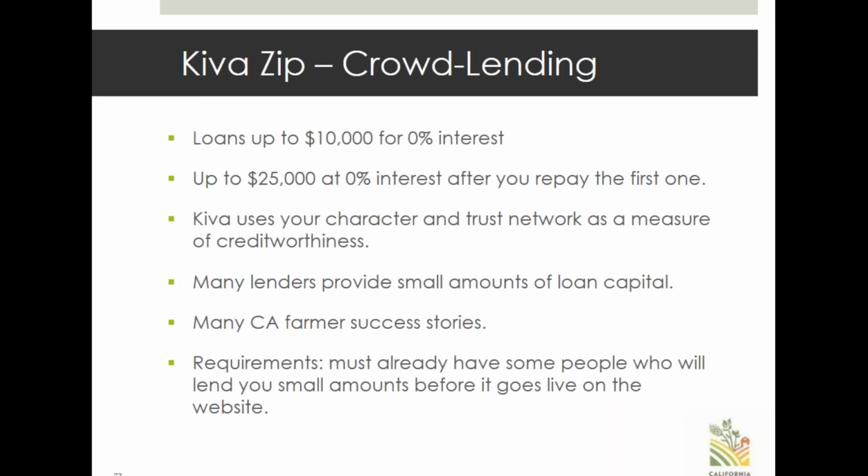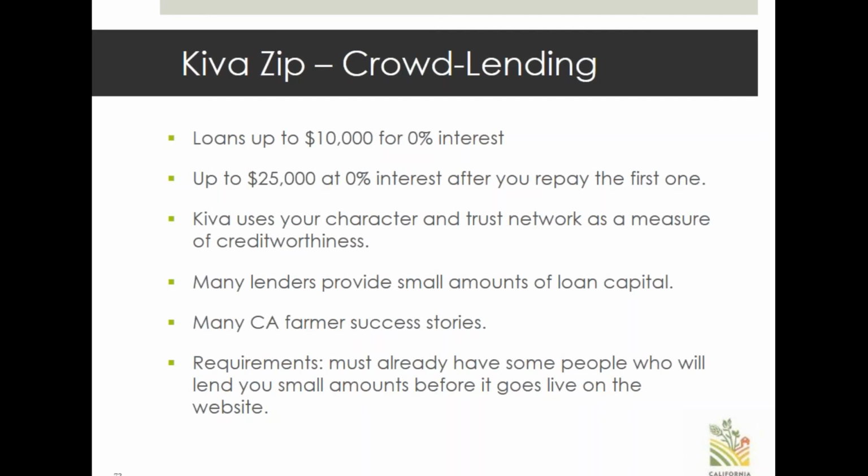Kiva Zip crowd lending is an amazing tool. You can get loans of up to $10,000 for farmers the first time at 0% interest, up to $25,000 the second time, and thereafter at 0% interest after you repay the first one. Kiva really depends on character reference and a trust network of people to support you rather than looking at a credit score. And so for people with limited credit but who have a trusted network of supporters, this can be a great way to go. The idea is many lenders are providing small amounts of loan capital. We've seen lots of farmer success stories through Kiva Zip, so I highly encourage you to check it out.